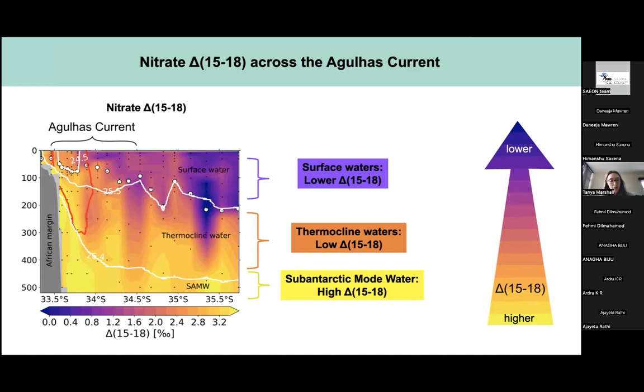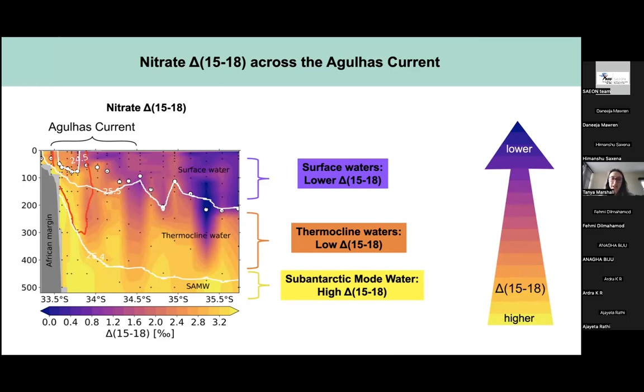Then we consider the thermocline layer, where delta 15N/18O is lower than in subantarctic mode water. This is because of N2 fixation, which I spoke about just now. N2 fixation lowers delta 15N more than delta 18O. It's not important why it does that. The point is it lowers delta 15N/18O.